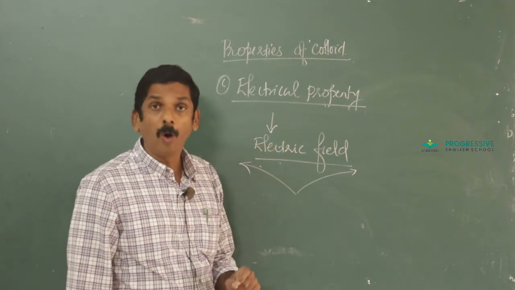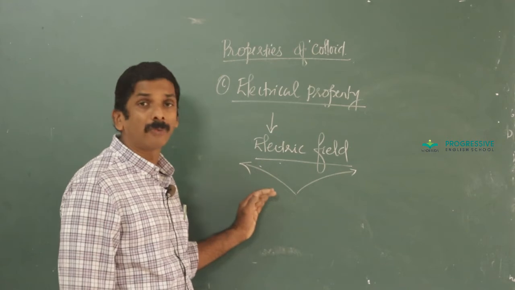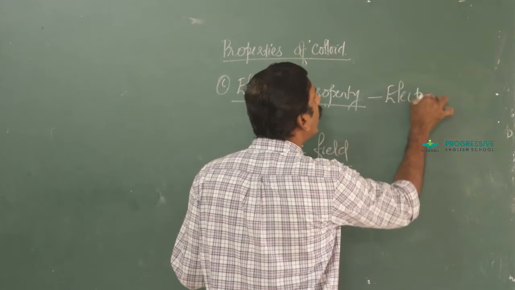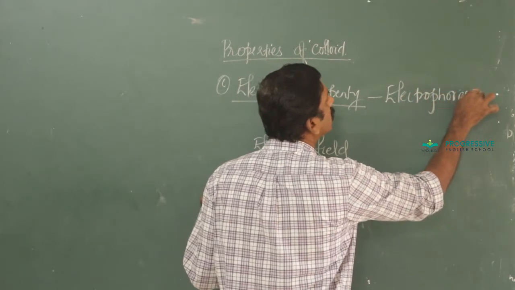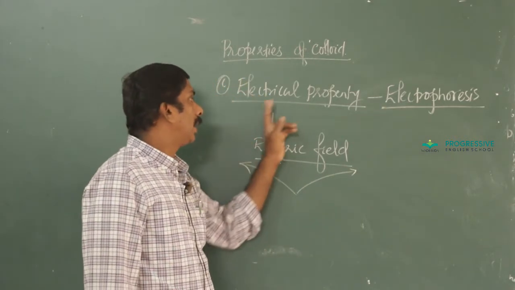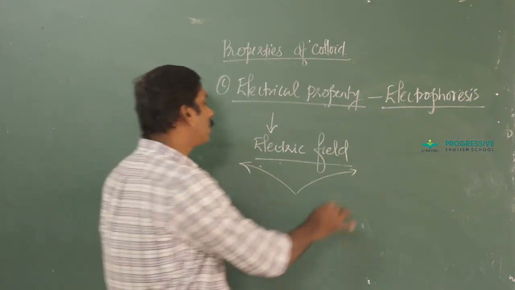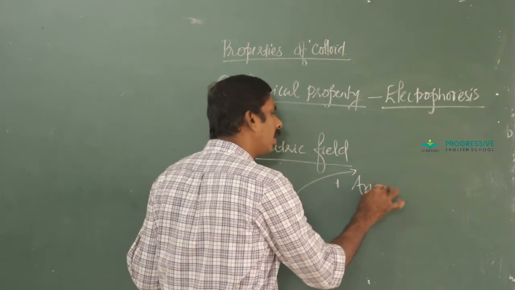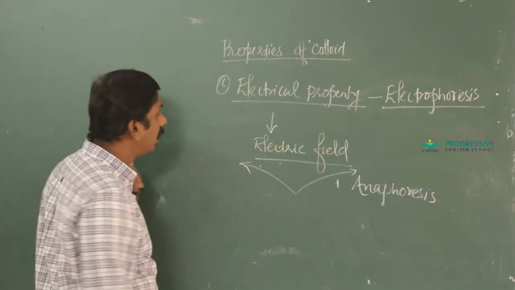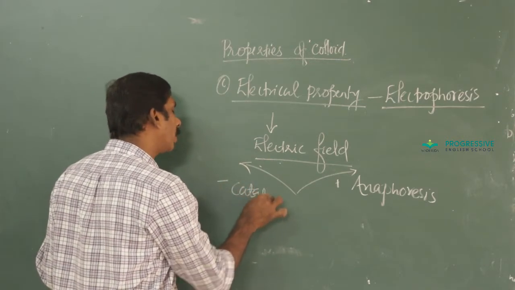That migration or movement of colloidal particles under the influence of an electric field is called electrophoresis. That is the electrical property of colloids. In that, if the colloidal particle migrates towards anode, it is called anaphoresis, and if they migrate towards cathode, it is called cataphoresis.